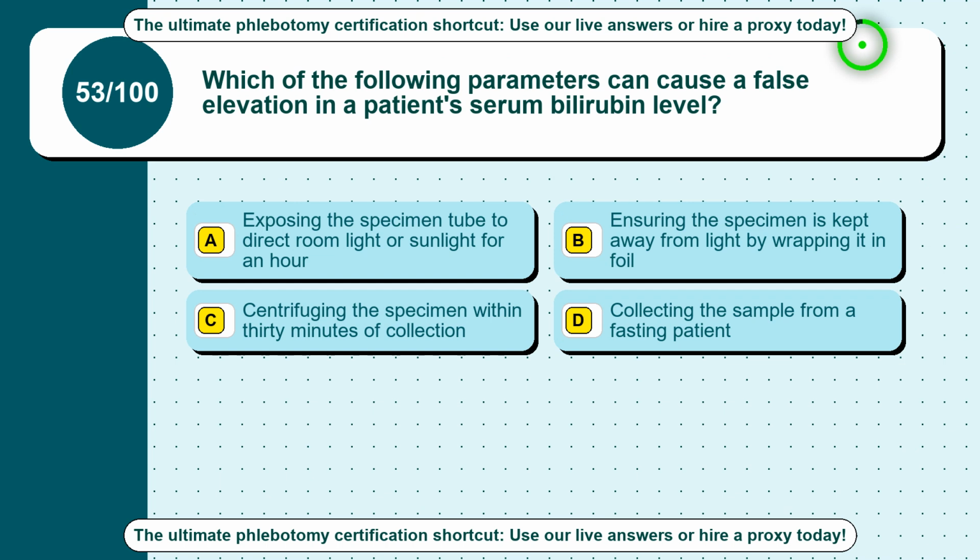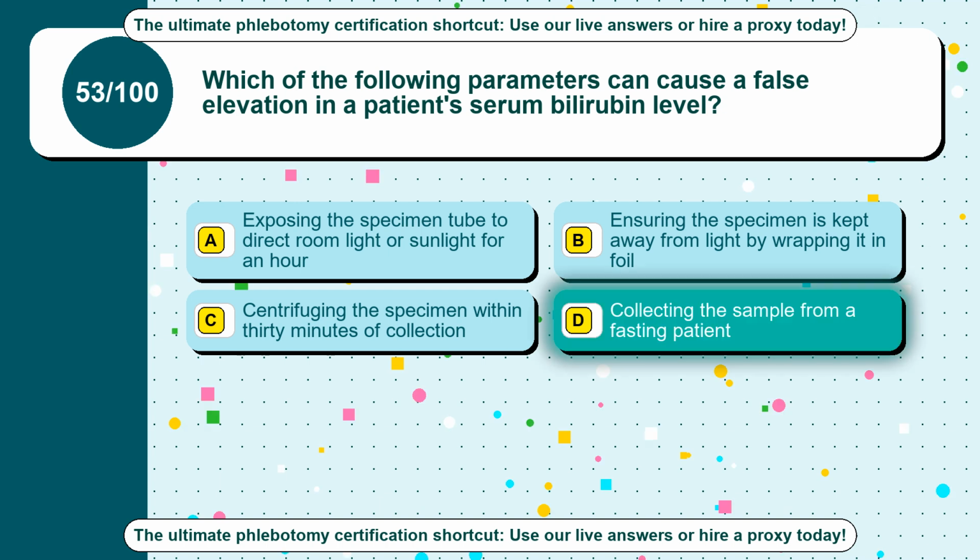Question 53. Which of the following parameters can cause a false elevation in a patient's serum bilirubin level? Option A. Exposing the specimen tube to direct room light or sunlight for an hour. Option B. Ensuring the specimen is kept away from light by wrapping it in foil. Option C. Centrifuging the specimen within 30 minutes of collection. Option D. Collecting the sample from a fasting patient. The correct answer is option D.